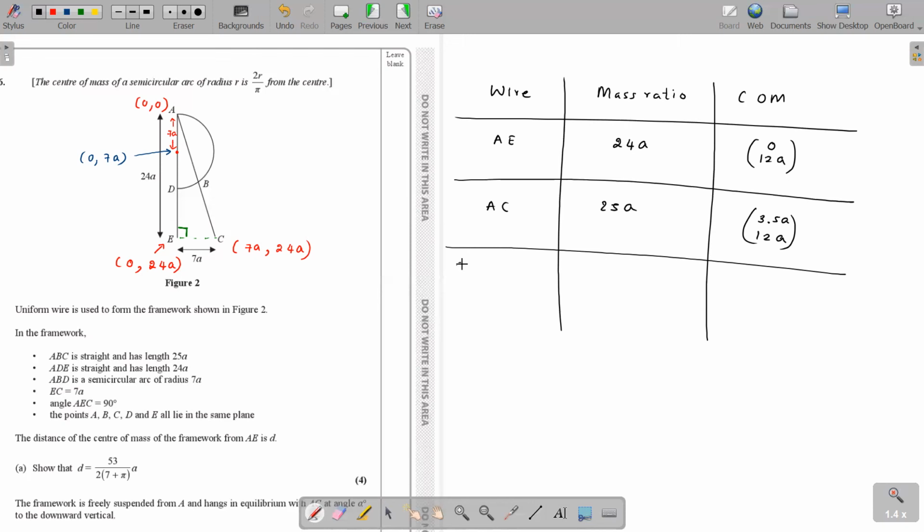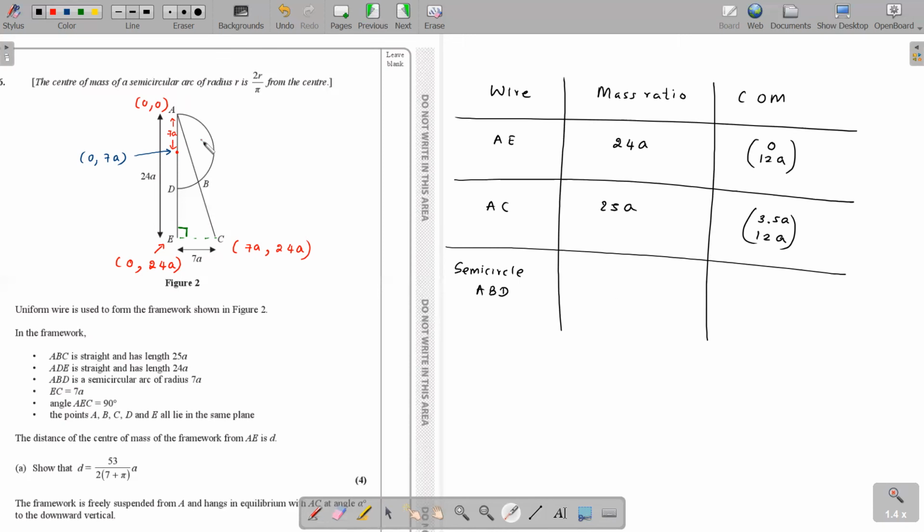The ABD semicircle. So at the top, they have given you some clues here. The center of mass of a semicircular arc of radius r is 2r over pi from the center. So they've given you the equation, actually. So we can use it. Okay, by the way, what's our mass ratio? Now you know the mass ratio, we consider the length.